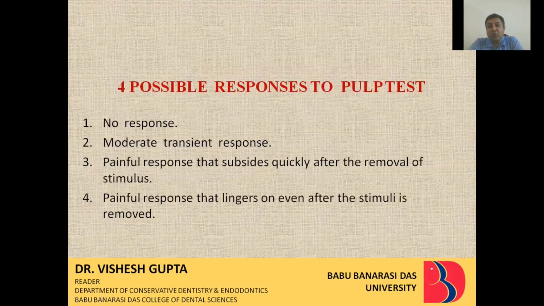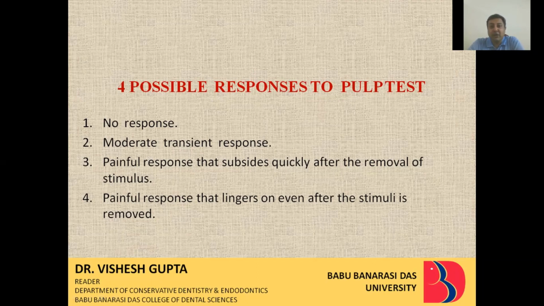Next, what are the four possible outcomes of this pulp test? What results are we going to get? First of all, the patient will complain of no response. Whenever we test a patient with any thermal, electrical or any other pulp test, the patient does not respond to it. That is no response. Secondly, a moderate transient response. That means in a normal individual where the tooth is healthy, we will get a moderate transient response. Third, it can be a painful response that subsides quickly after the removal of stimulus.